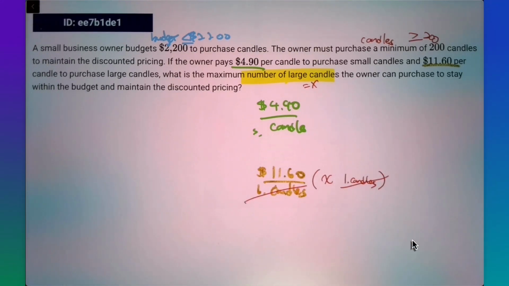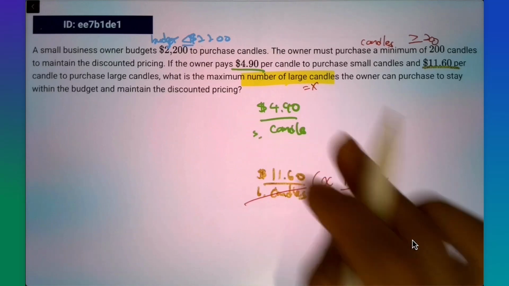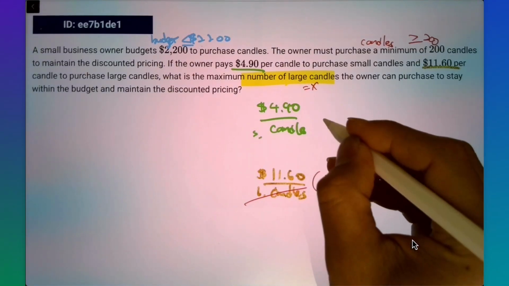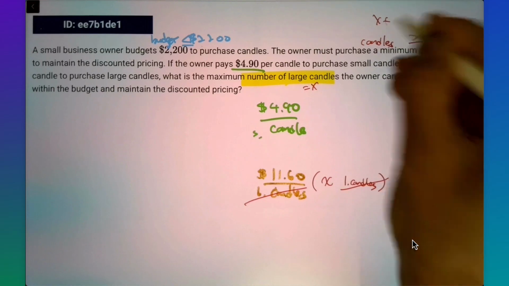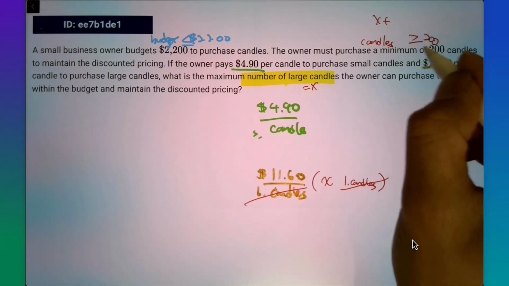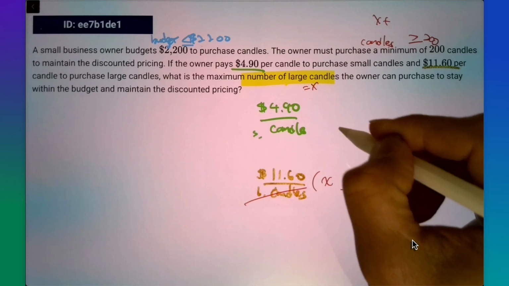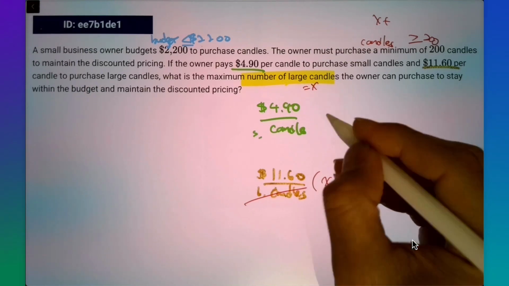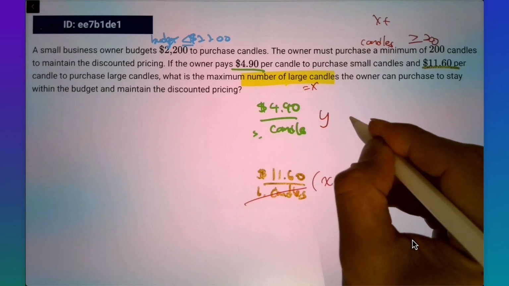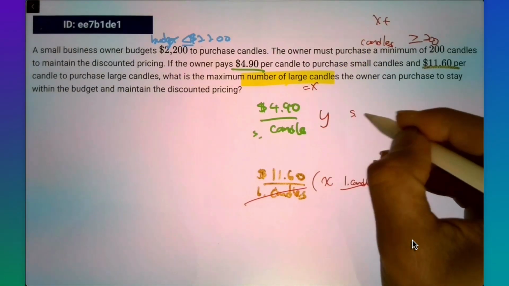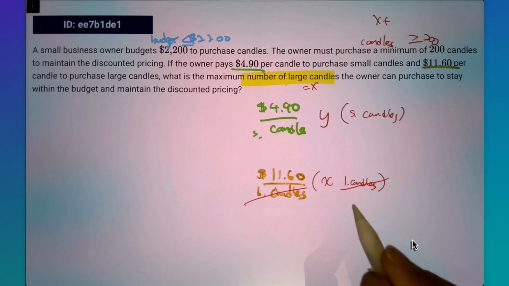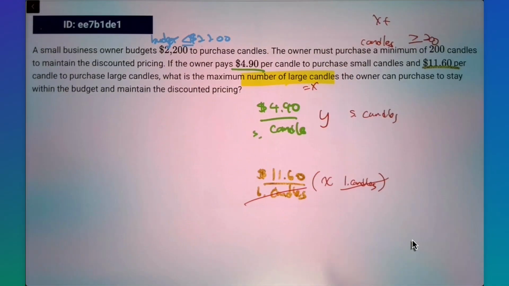So you guys can see the large candle units cancel away. In other words, X plus Y. Let's just say Y candles, small candles. If it's a small candle as a unit, why do I have that? You can see how these cancel.